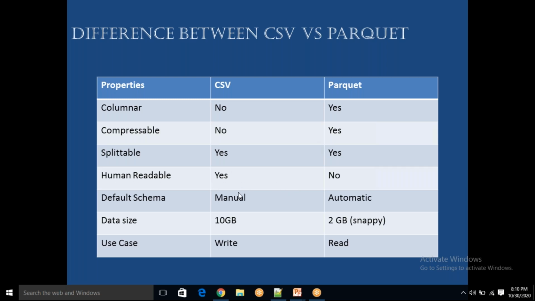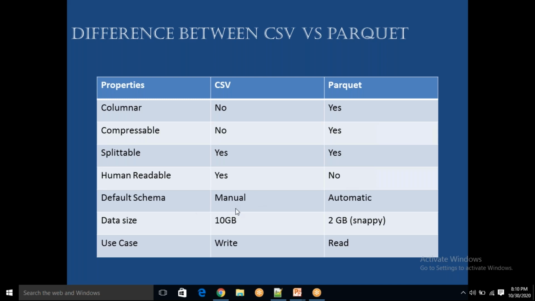Next, human readable. The CSV file is human readable. If you remember, we were able to read the CSV files. Even if you look at any CSV file, you are able to read it. But if it is Parquet, you cannot read it. I will show you the Parquet files. You cannot read the file. If you still want to understand what data you have in a Parquet file, you need to use some online file viewers or other tools to view the data.